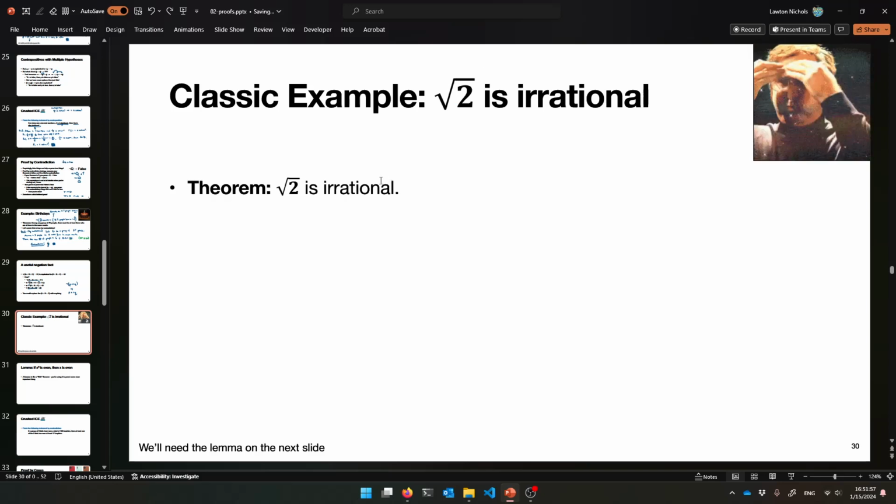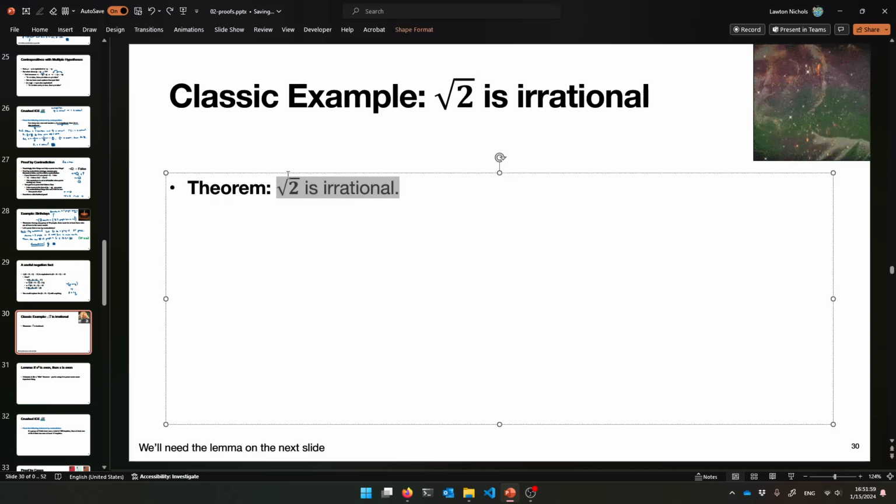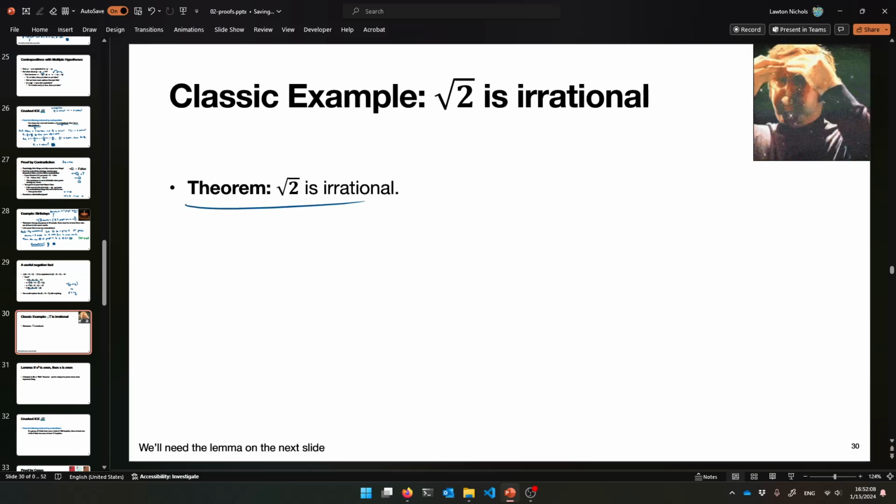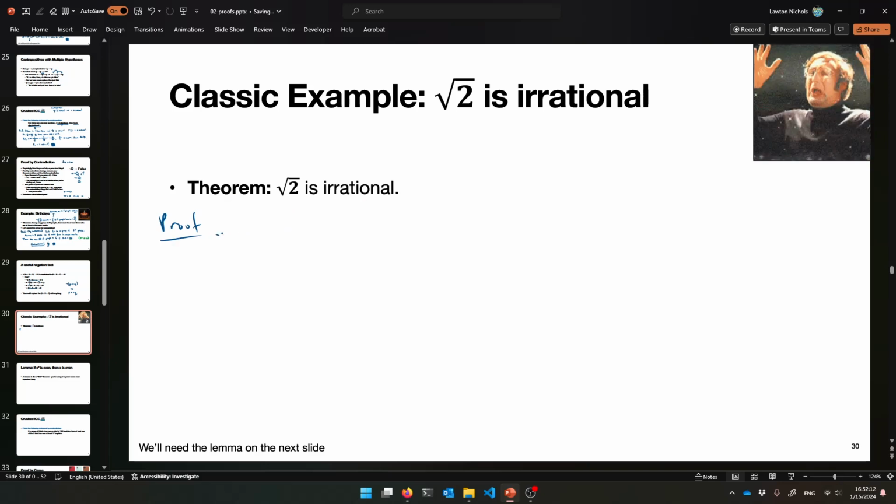To prove this, we're going to prove it by contradiction, and we're going to need a little helper proof called a lemma on the next slide. I'll talk to you about that in just a second. But let's start off this theorem at least. All right, proof. We're going to do it by contradiction.